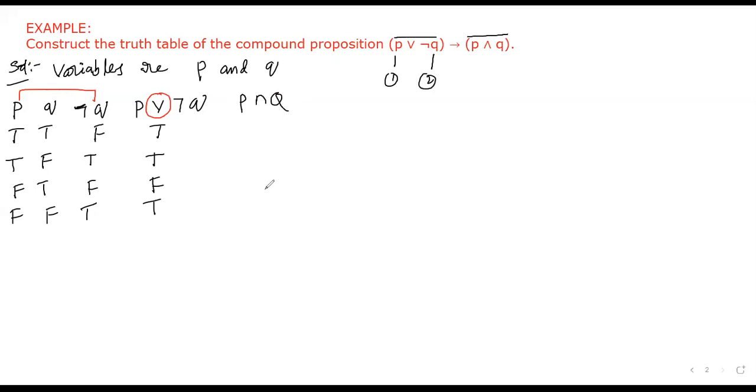P and Q means we have to consider the first two columns. If both conditions are true, then only P and Q is true. Otherwise it is false. See only the first two columns, P and Q: true, false, false, false. Very good, you are right. The two small brackets are completed. Now we can take the entire expression.